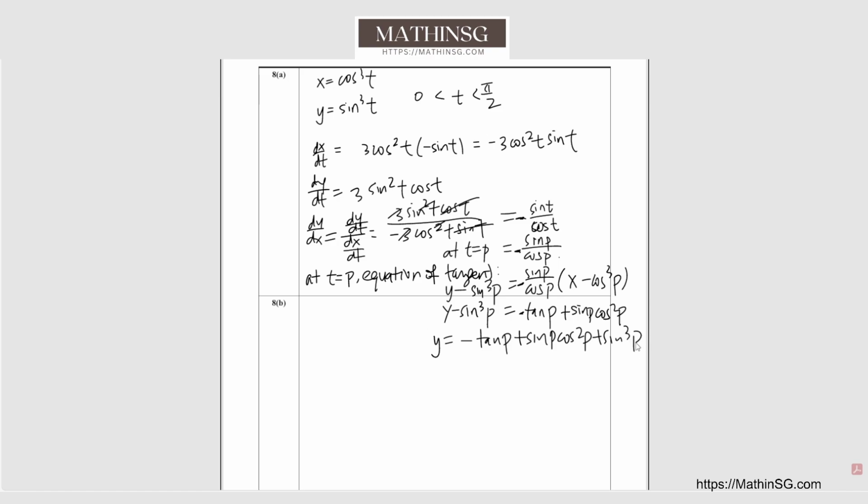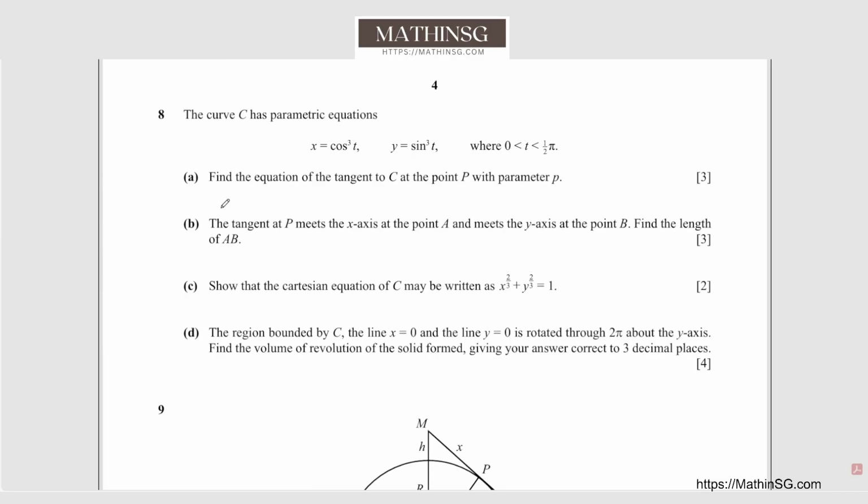Okay, so this is the equation of the tangent. Oh, I forgot my x, so I need to put the x here. Okay, so it is y equals negative x tangent p plus cos squared p sine p plus sine cubed p. Alright, so we're done with part A. Let's go on to part B.